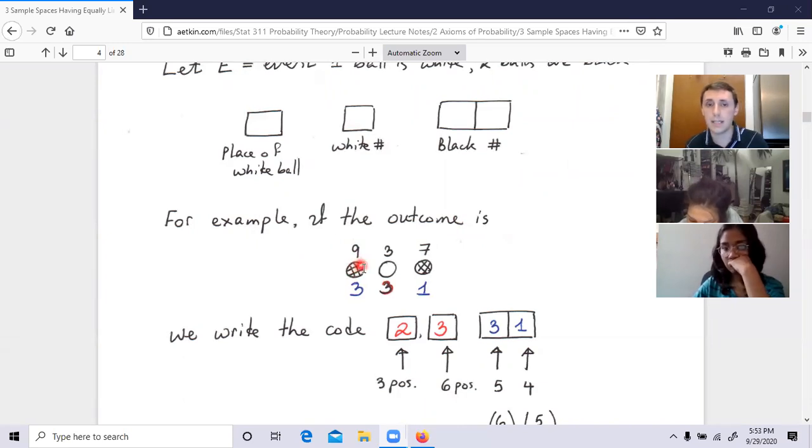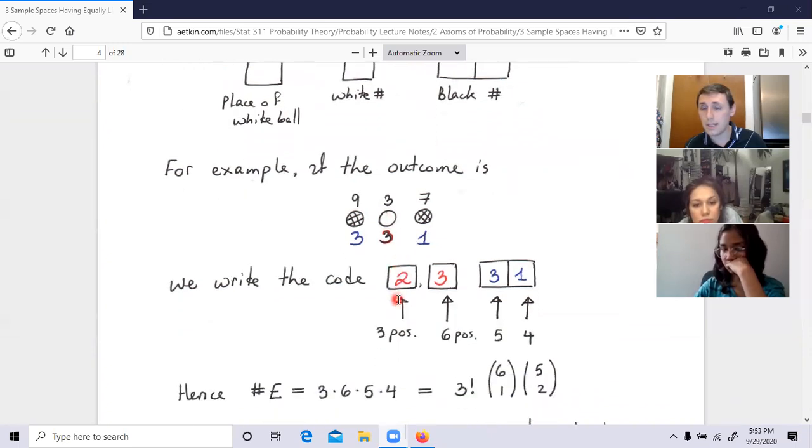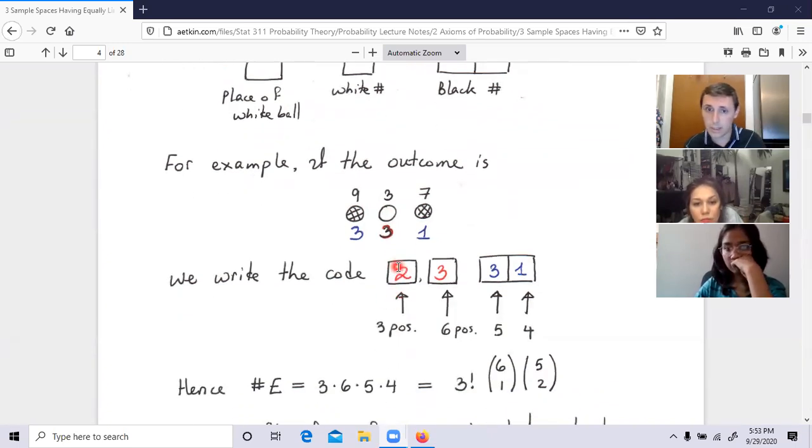So that means that black ball number 9 was first selected, then white ball number 3, and then black ball number 7 was selected. How do I put it in this document? Look at it, place of white ball. This white ball appeared as the second, so I put 2 here. You see that? I'm just trying to show you how I think in codes.